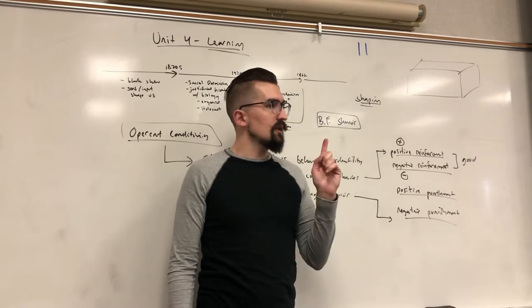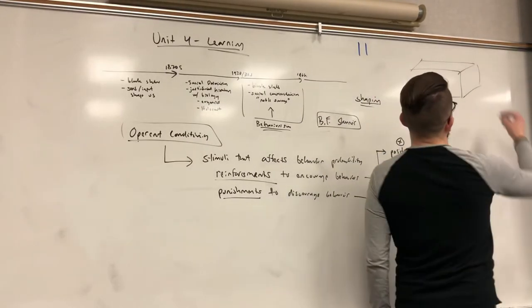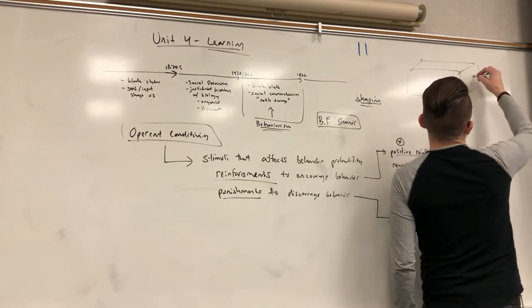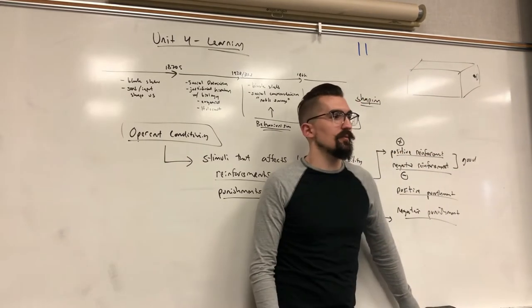So is it possible for me to just take a rat, put it into a cage, have a button or a lever up here, and they pull it for food, and then they know that's how they feed themselves? Is that going to happen?